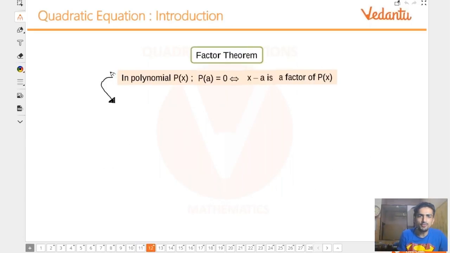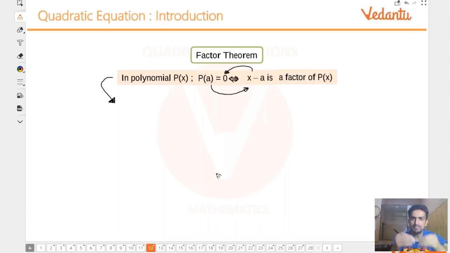this is a statement of the factor theorem, that if p of a is 0, then x minus a is a factor of p(x). Of course, it is if and only if. If and only if means this implies this and this implies this. In polynomial p(x), p of a equal to 0 if and only if x minus a is a factor of p(x). This is the statement.